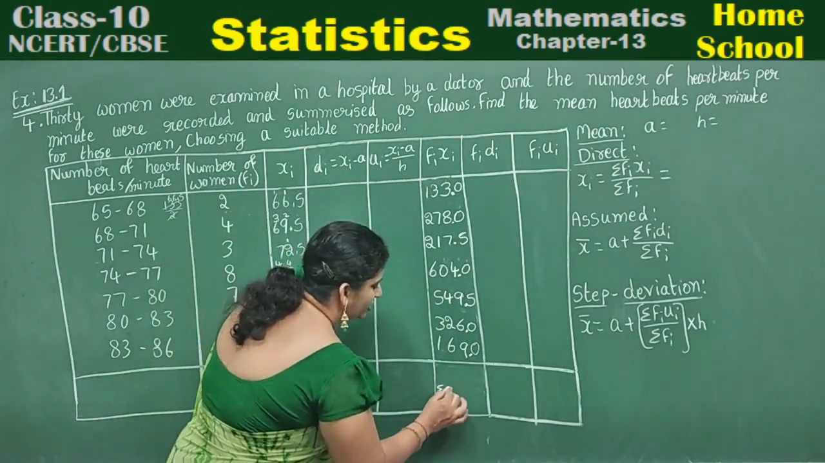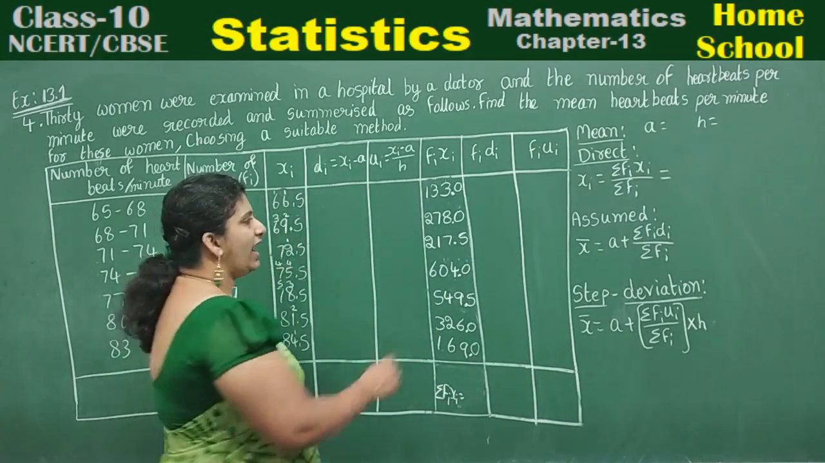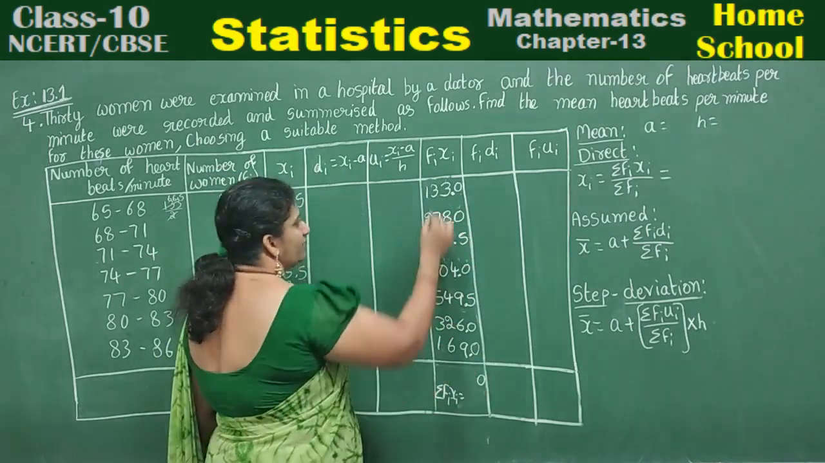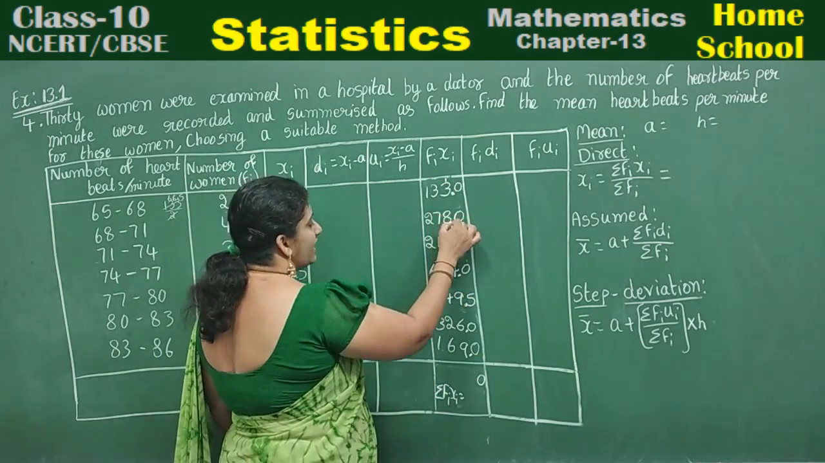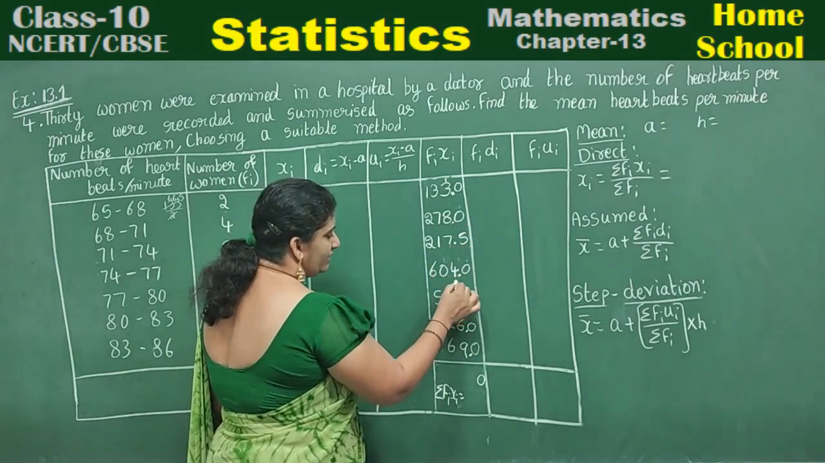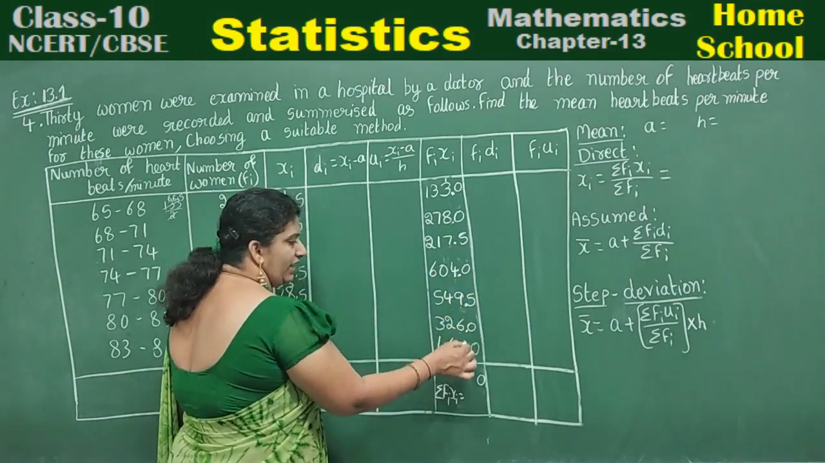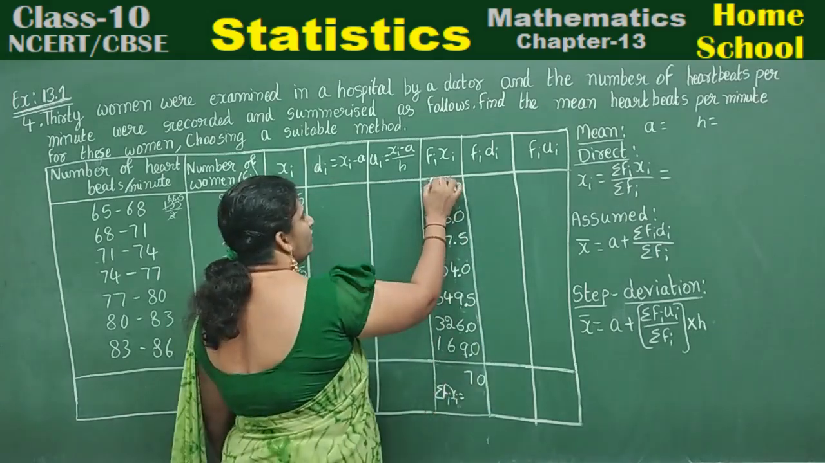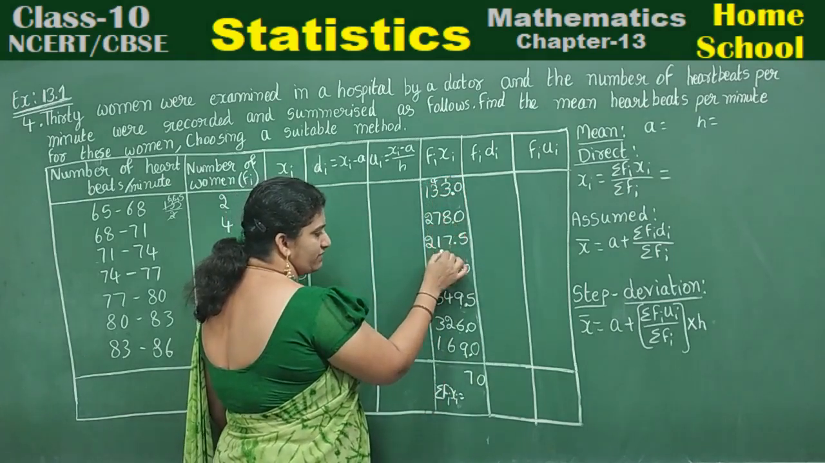Add this column, summation Fi Xi. Write here summation Fi Xi is equal to. Add this: 0 plus 0, 5 plus 5 will be 10. Take 1 here, 3 plus 1, 4. 4 plus 8, 12. 12 plus 7, 19. 19 plus 4, 23. 23 plus 9, 32. 32 plus 6, 38. 38 plus 9, 47. 4 plus 3, 7. 7 plus 7, 14. 14 plus 1, 15.